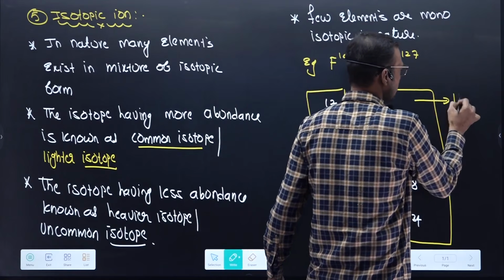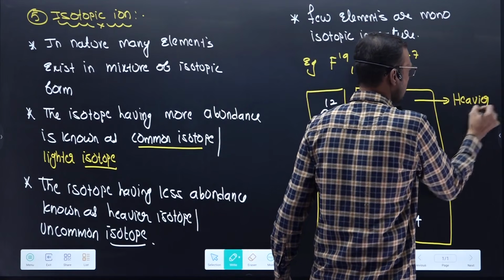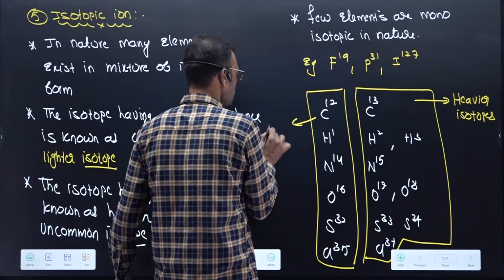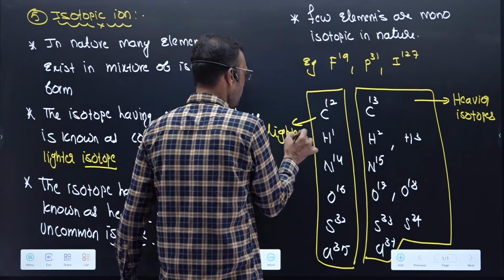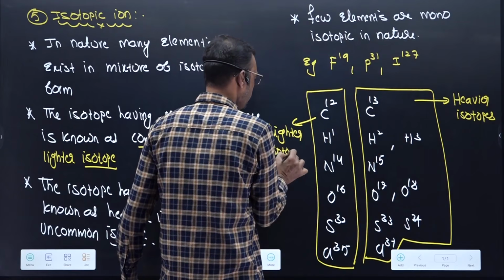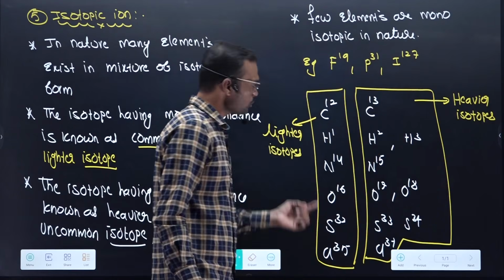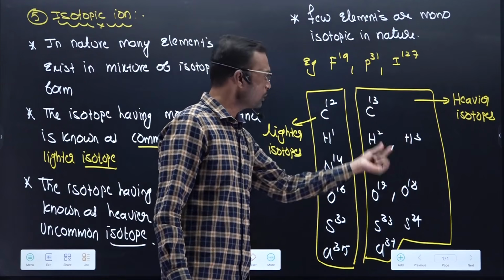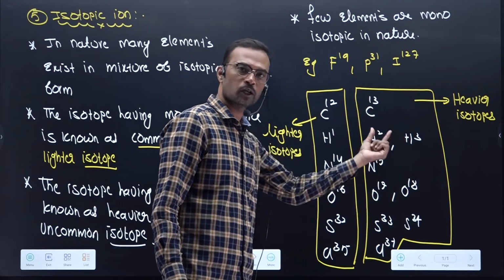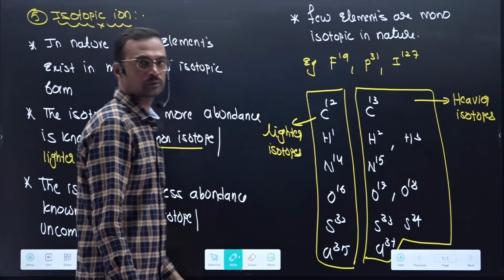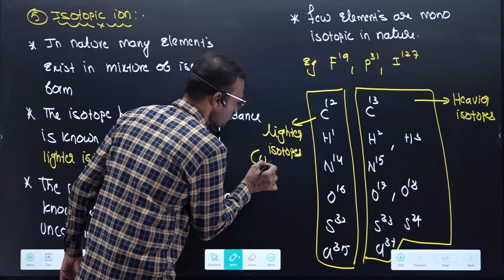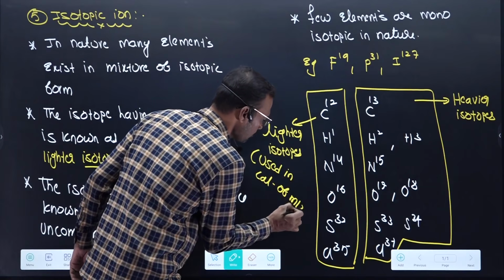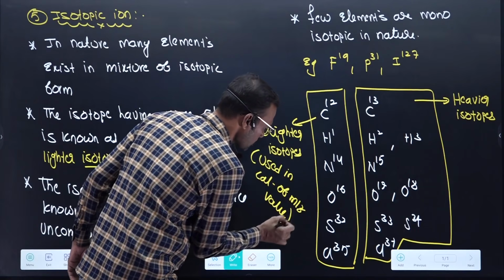Okay. These are heavier isotopes. These are lighter isotopes. So remember this: lighter isotopes are used in the calculation of m/z value. Don't use these, because their availability in combined form is very poor. That's why we can ignore them. Lighter isotopes are used in the calculation of m/z value. Only these will be used.